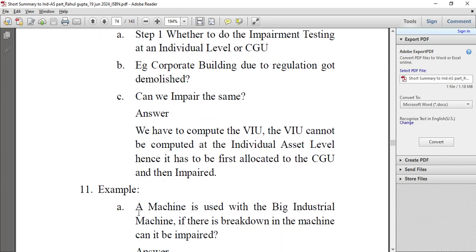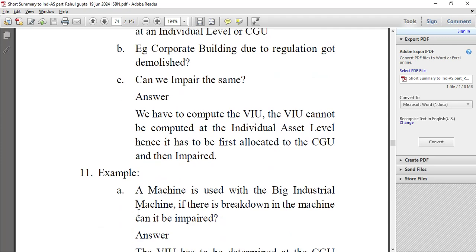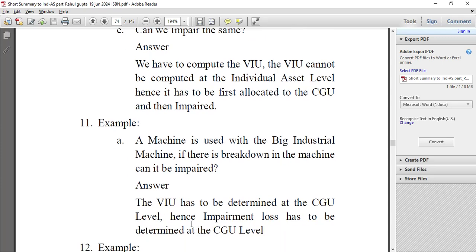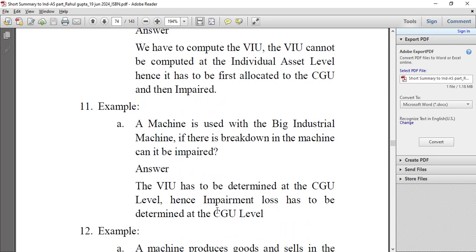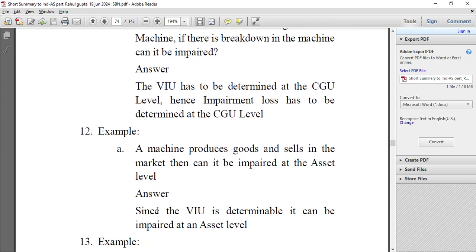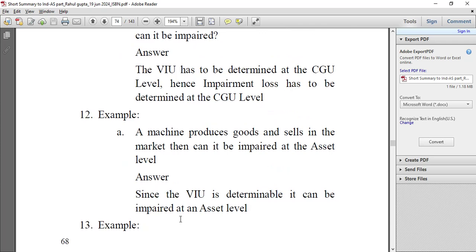A machine is used with a big industrial machine. If there is breakdown in the machine, can it be impaired? Answer. The value in use is to be determined at the CGU level. Hence, the impairment loss has to be determined at the CGU level. A machine produces goods and sells in the market. Then, can it be impaired at the asset level? Answer. Since the value in use is determinable, it can be impaired at an asset level.